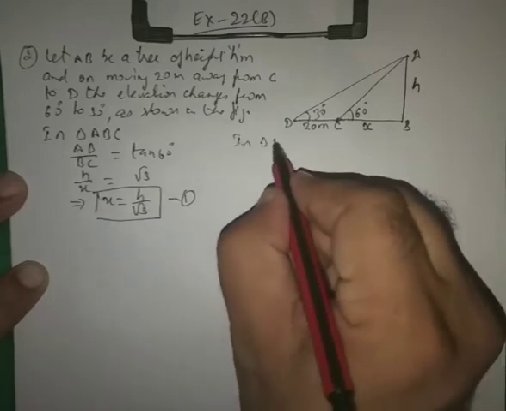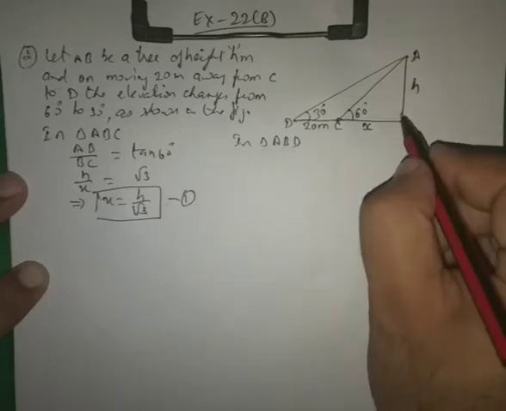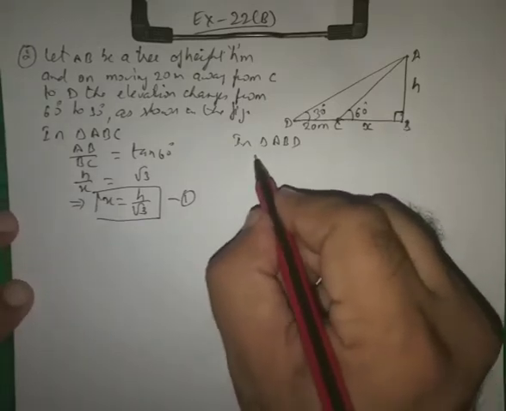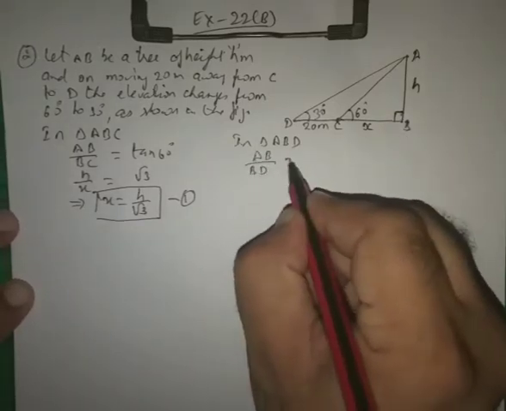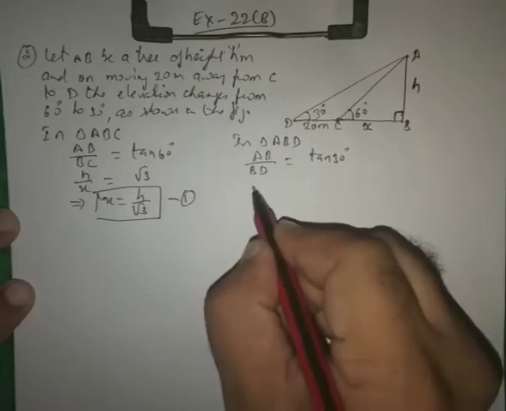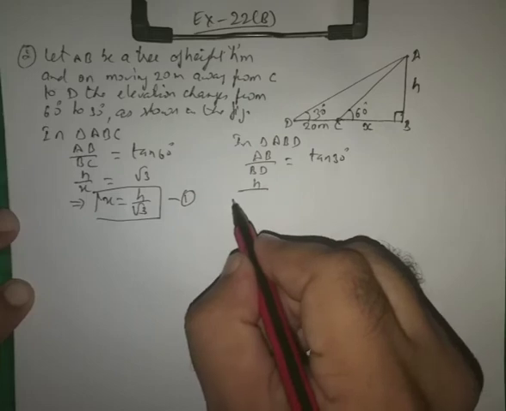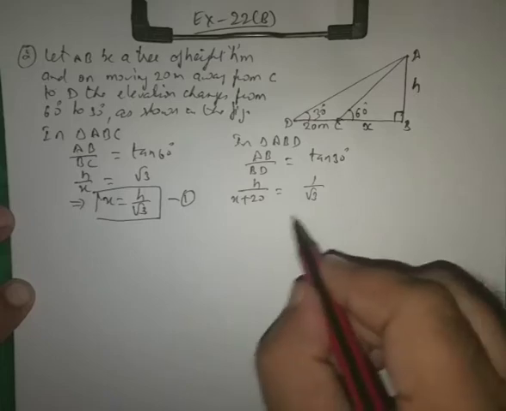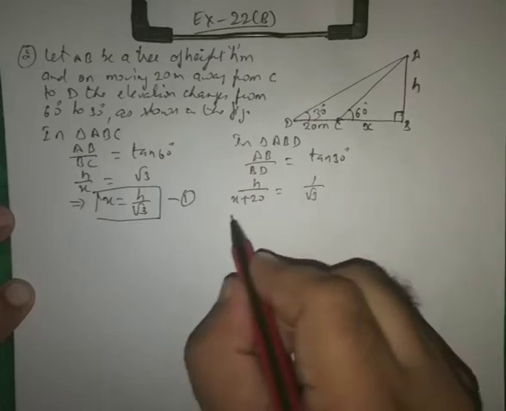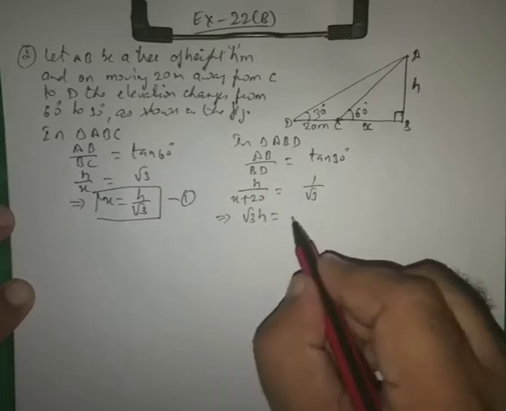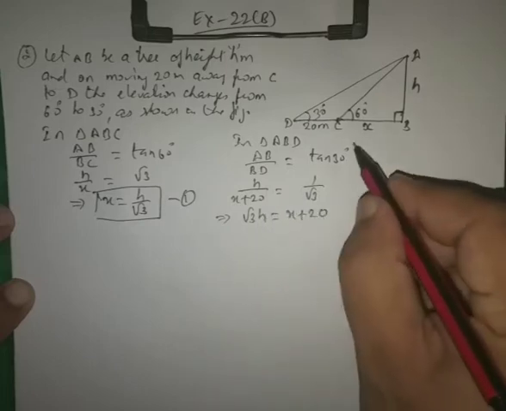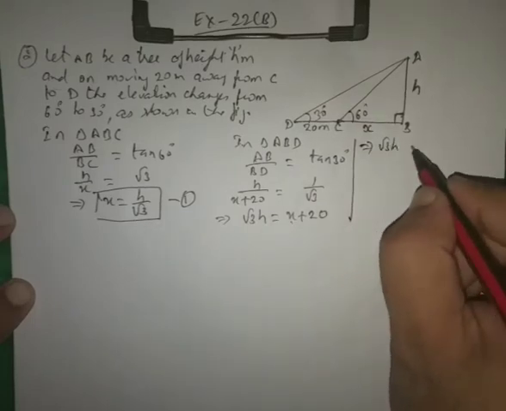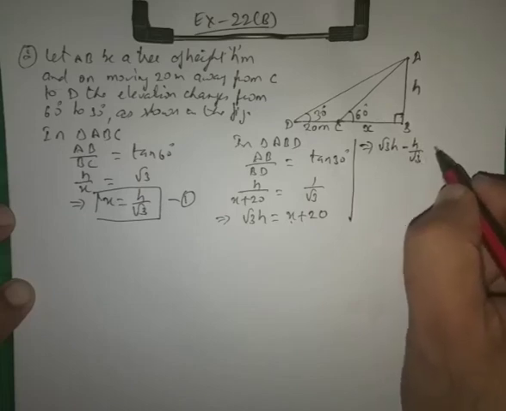Now in another triangle, in triangle ABD, which means in trigonometry we have to always use the right angled triangle. So in triangle ABD, AB over BD is equal to tan 30 degree. So AB is h and BD is x plus 20, and tan 30 is 1 over root 3. So this implies root 3h equal to x plus 20, and now I am using x is equal to h over root 3. So root 3h minus h over root 3 is equal to 20.